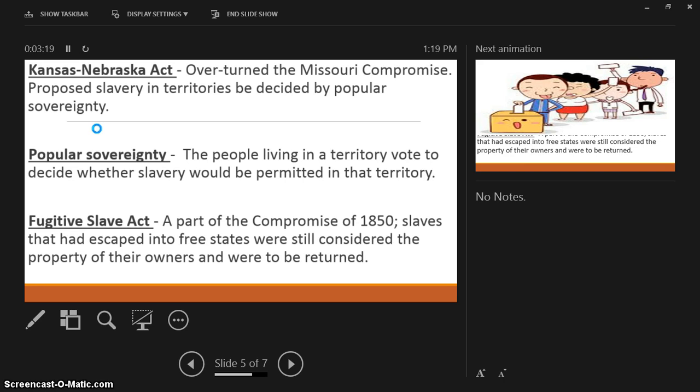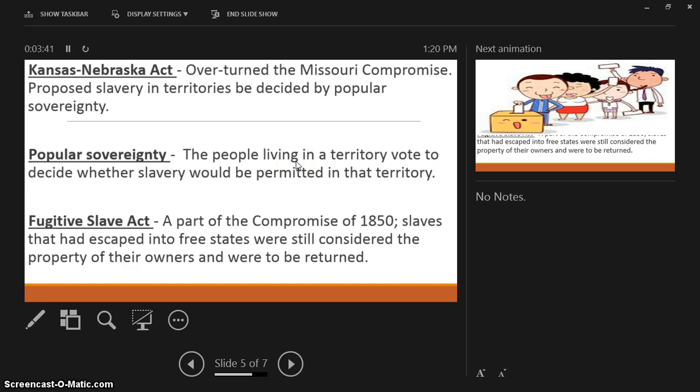And then they realize that if they kill the other person, they can't vote, and it turns into a huge fight. So Kansas-Nebraska Act, very important. It does lead to a lot of killing. And then the popular sovereignty, we've talked a whole lot about, and I just explained it. But anyway, the people living in a territory vote to decide whether slavery would be permitted in that territory.